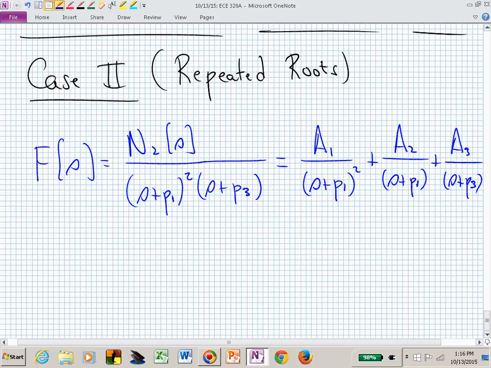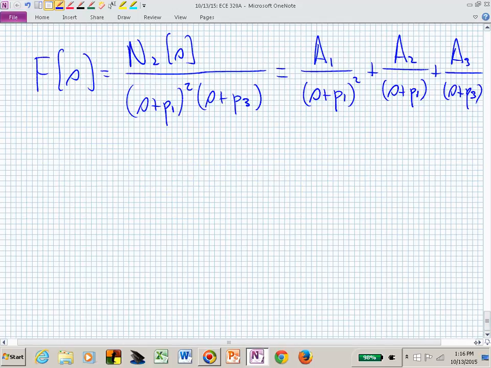I haven't said whether p1 or p3 is real or complex, but I'm assuming that p3 is real. p1 may be real or imaginary, but in this case, let's just assume it's real to give us something to think about for now.